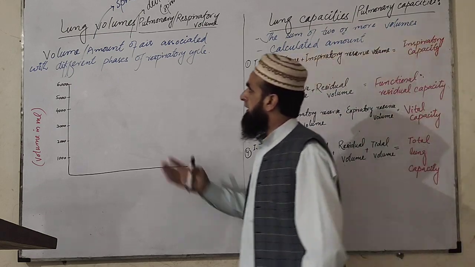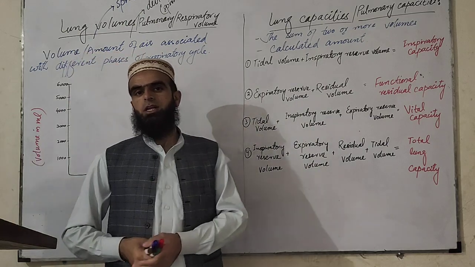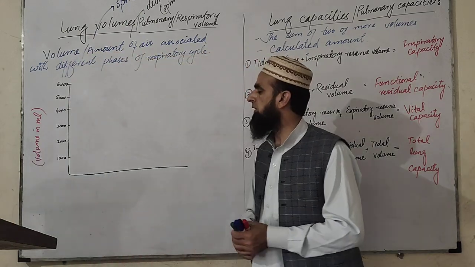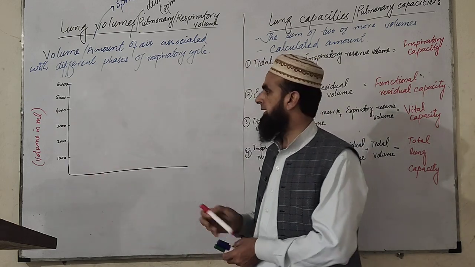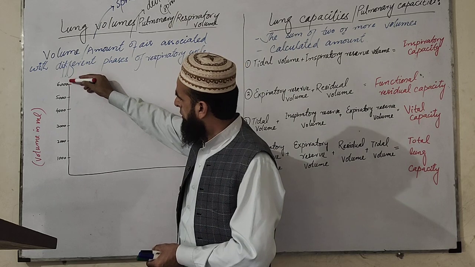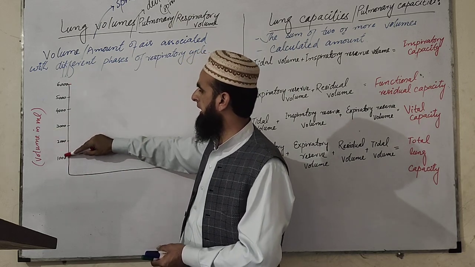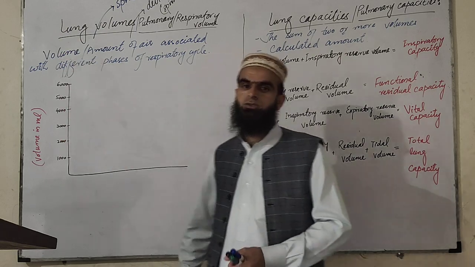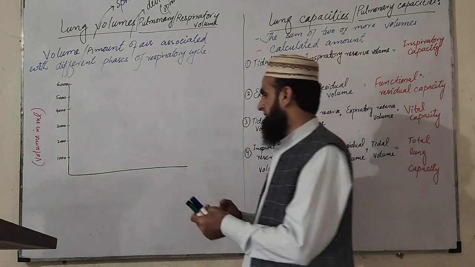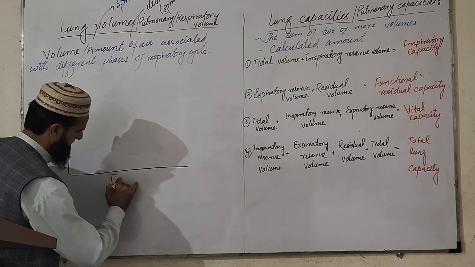Okay, further talking about the lung volumes, there are four main kinds of lung volumes, which can be shown here with the help of this diagram. Here the y-axis shows the volume in ml: 1000 ml, 2000, 3000, 4000, 5000 and 6000 ml, and the x-axis shows the time.